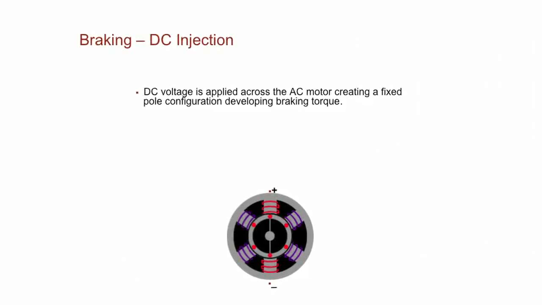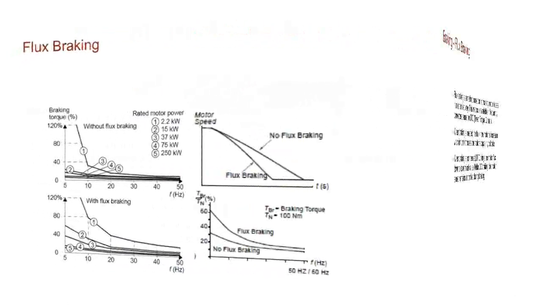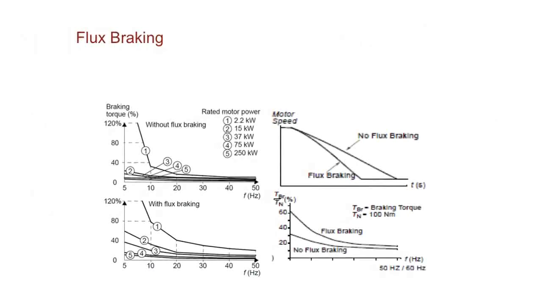DC injection. If you put DC onto an AC motor, it will cause braking torque. That depends on how fast you're going as to how effective that braking torque is, but it will cause braking torque. There's also a method of braking called flux braking. This is a sort of unique control algorithm that's available on ABB's DTC drives. Not all drives have flux braking. And what it lets you do, it's most effective on small motors here. See, like 2.2 kW is about a 3 horsepower motor. And you can see the amount of braking torque you get. As you get slower and slower, you get more and more braking torque.